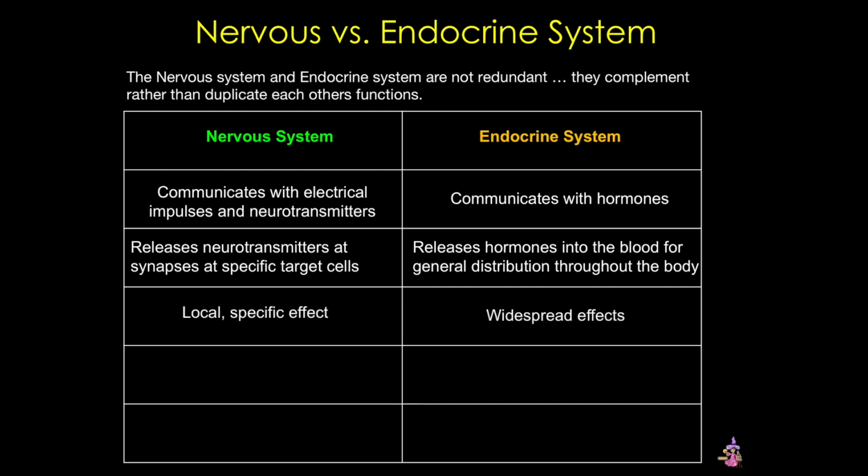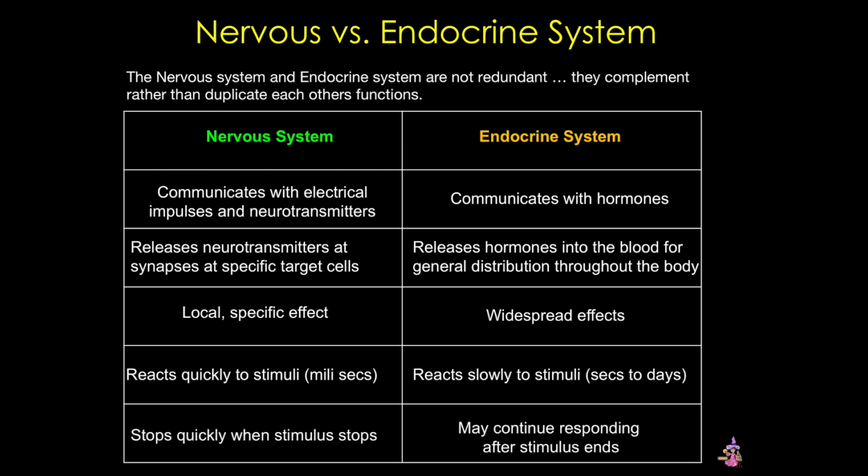And each mode of release then is going to determine the distance at which these signals can act, with the nervous system acting locally while hormones act at greater distances from their release locations. The method of release also determines the speed at which each system can react. So synaptic signaling occurs much more rapidly than hormonal signaling. And finally, those systems differ in their abilities to cease responding to a signal. So the nervous system can more quickly respond to changes in a stimulus, while the endocrine system may continue to respond after the stimulus has ceased.